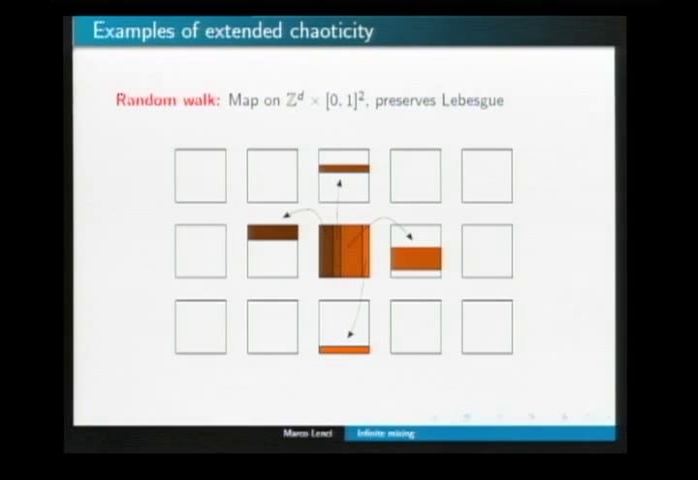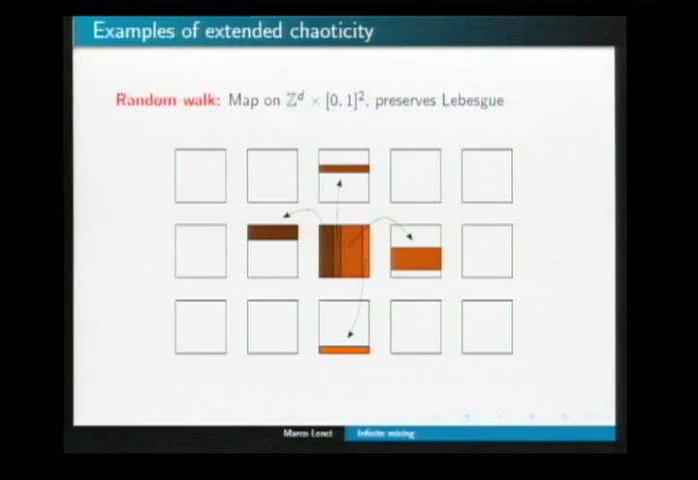So this is your phase space. I mean, I write Z^d, but the picture is in Z^2 here. If you know the actual position of a point on a square, then you know everything. So this is a deterministic dynamics. But suppose you only know in what square your point lies, but you don't know what the position is, and you just make a guess that it's somewhere distributed according to the Lebesgue measure.